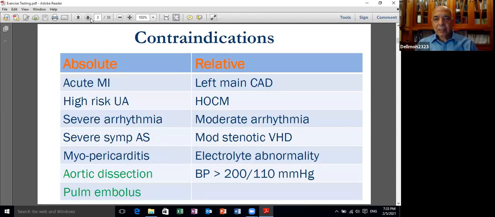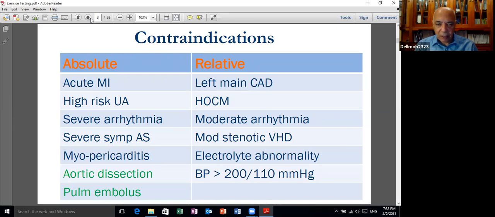If you read the guidelines, you will find that there is extreme concentration on the contraindication for the exercise test because the indications are very obvious. The contraindications are divided into absolute and relative, and the absolute contraindication are essentially unstable coronary syndromes presenting with myocardial infarction or high-risk unstable angina. Of course, 48 hours after stabilization of unstable angina, you can exercise the patient if you are thinking of ischemia-driven strategy for treatment.